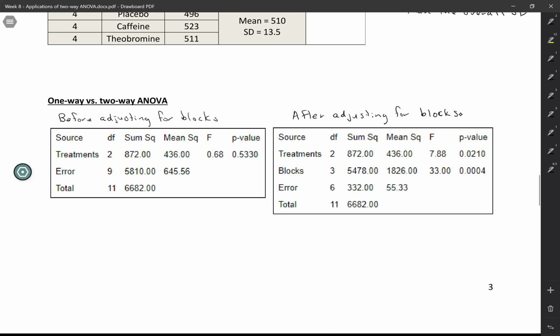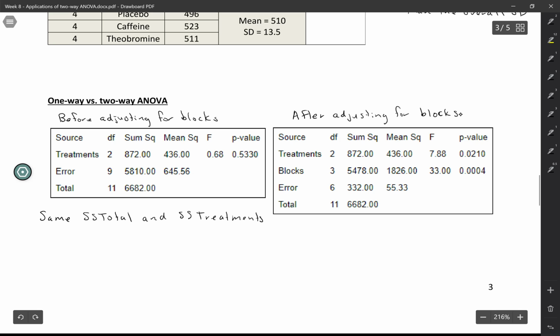So hopefully you noticed that regardless of which table you looked at, you had the same SS total. So the total amount of variability is the same no matter how you analyze the data, and you had the same SS treatments. So the differences between the stimulants are the same, whether you account for the blocks or not. One thing that's changed is the SS error. So specifically, we've sort of split up the SS error if we compare the two tables.